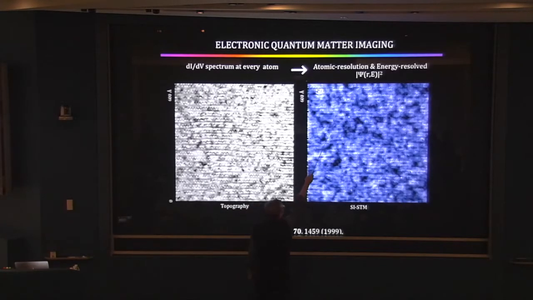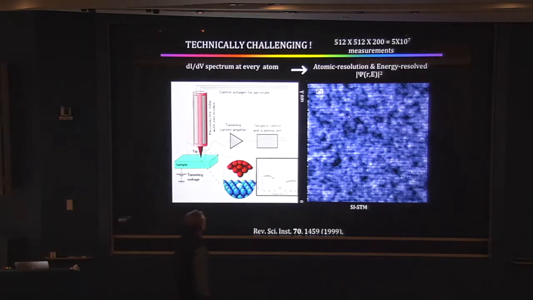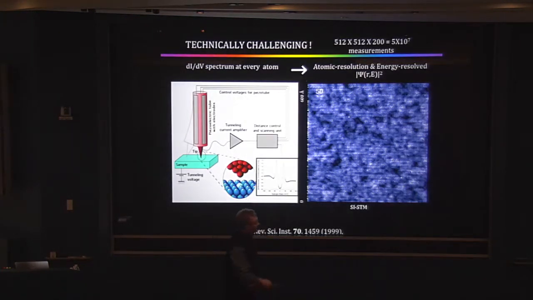So this is our main observable: psi squared resolved by energy and location. Max Born wave function squared. Okay. This is extremely difficult. If you take 512 by 512, and then you take 200 data points in each spectrum, that's 50 million measurements. If you want to make 50 million measurements in one day, even in Manhattan, you've only got 2 milliseconds per measurement. In those 2 milliseconds, you need to get a signal to noise of around 100 in order to end up with a useful piece of information.